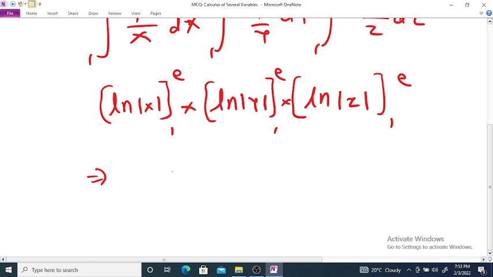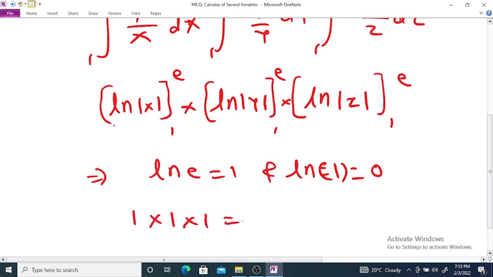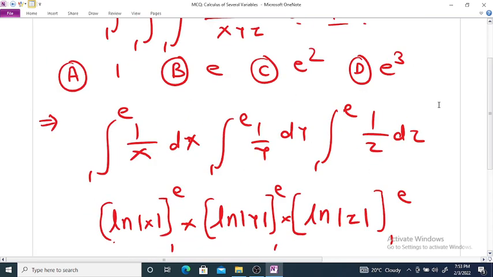We know that ln e is 1 and ln 1 is 0. By using this, the value is 1 into 1 into 1, which is equal to 1. So the answer is option number 1, A, that is 1.